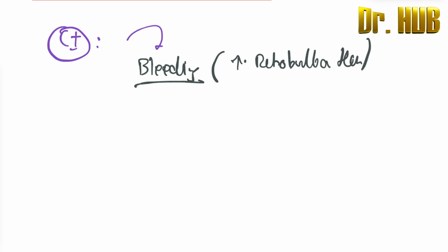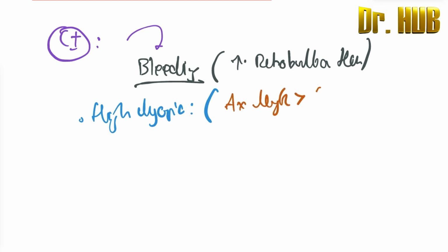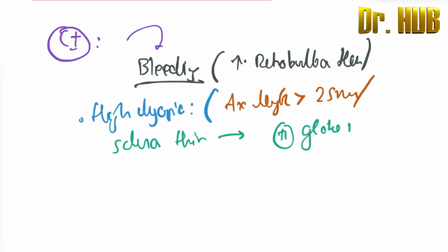Next is high myopia. High myopia is when the axial length is greater than 25 mm, and then the sclera would be thin, which could increase the risk of globe perforation. So in such a case, the sclera becomes thin, and this increases the risk of globe perforation.